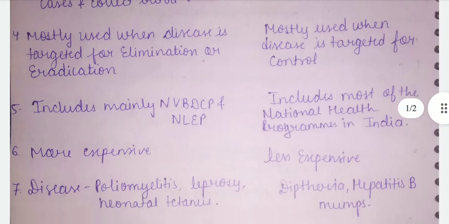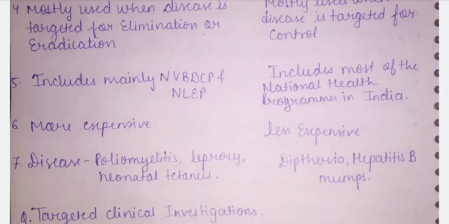Fifth, active surveillance mainly includes the National Vector-Borne Diseases Control Program and the National Leprosy Elimination Program. You can check the full forms on the internet. Passive surveillance includes most of the national health programs in India. Active surveillance is more expensive compared to passive surveillance. Examples of active surveillance are diseases like poliomyelitis, leprosy, neonatal tetanus, and examples of passive surveillance are diseases like diphtheria and hepatitis B. These are some of the examples.